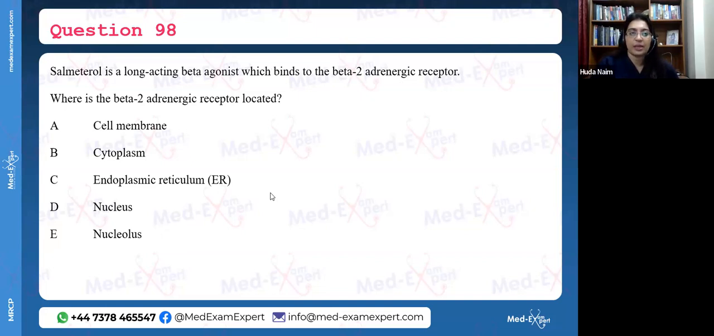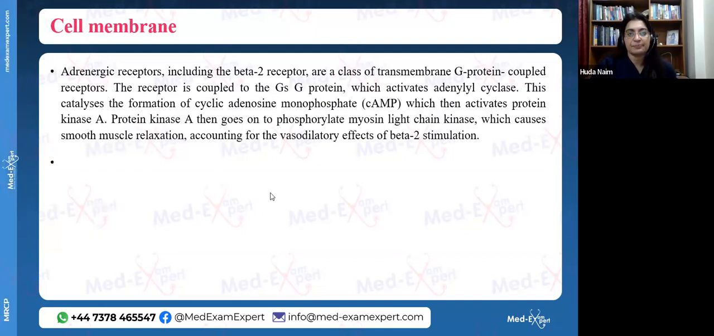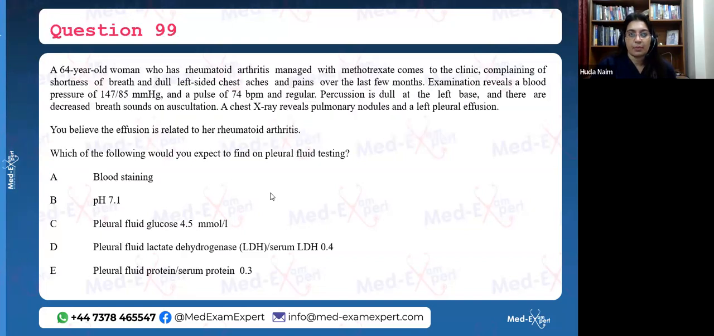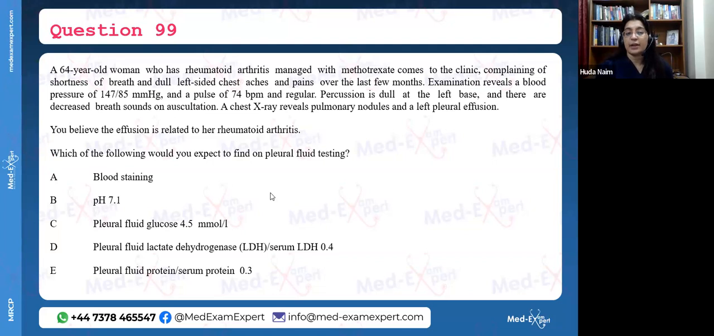Dr. Smilin, Dr. Anam. Yes, the beta 2 adrenergic receptors are located on the cell membrane. Again, a very important concept as far as the exam is concerned. They'll ask you about pleural effusions. We discussed it in our previous lecture as well.